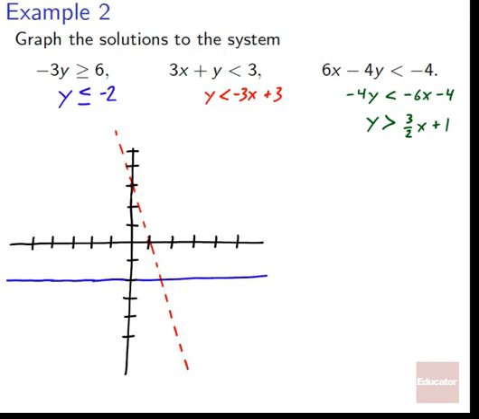And then finally, our green one, won't forget to dash this one. 3 halves x plus 1, so we have a y-intercept at 1. If we go over 2, we go up 3 because our slope is 3 halves. So over 2, up 3, 1, 2, 3. We draw this one in.